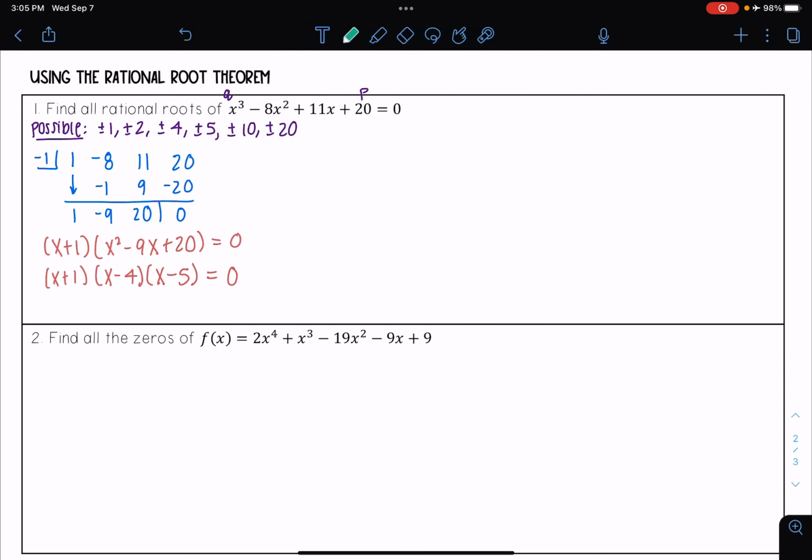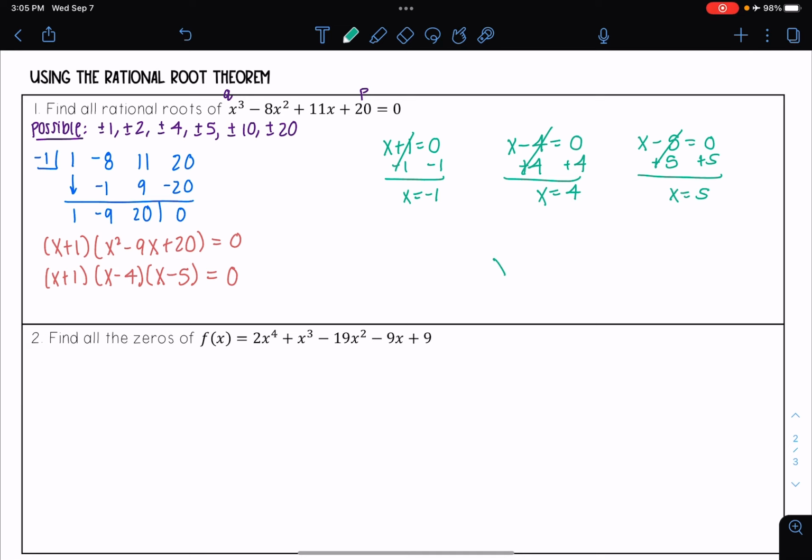And so now I can solve this. So I set each of these equal to 0. I get x equals negative 1, x equals 4, and x equals 5. And so those are my rational roots.